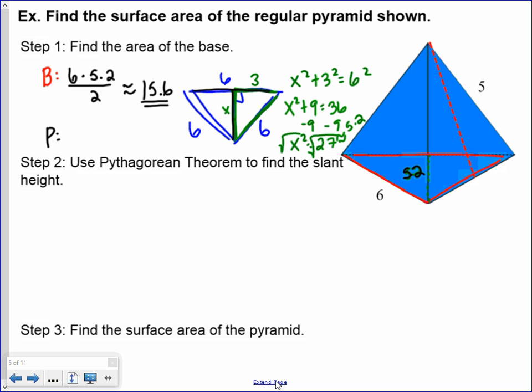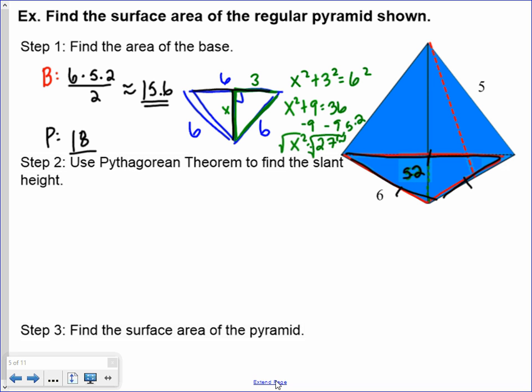All right, perimeter of this triangle. So perimeter of the base. Each side is 6 because it's a regular triangle. 6, 6, and 6. What's 6 plus 6 plus 6? 18. Okay, there's your perimeter. So we'll need that in a second. So then the only piece of the formula that I'm missing is the slant height, which we're going to have to use Pythagorean theorem for.